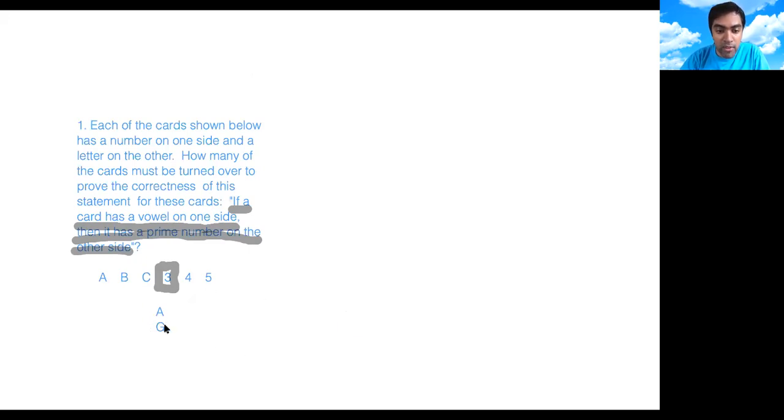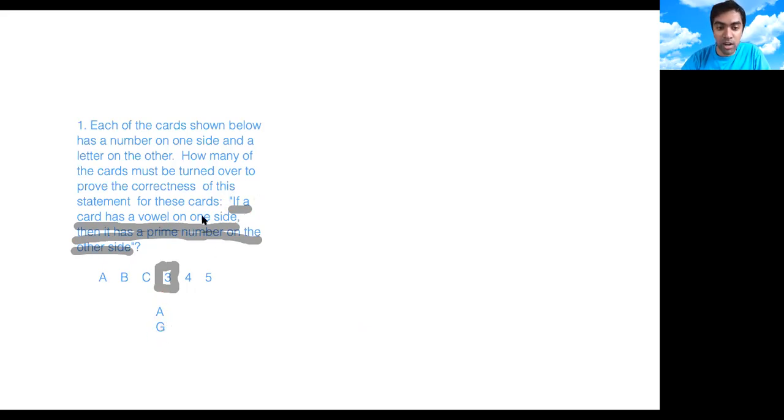Now let's think about, okay, if A were on the other side, so some vowel is on the other side. Is the statement true? If a card has a vowel on one side, then it has a prime number on the other side. It would work, right? It had a vowel on this side, it has a prime number on this side. The statement is true, right? So in that case, it would be fine. So let's think about the other possibility. Okay, there was a consonant on this side.